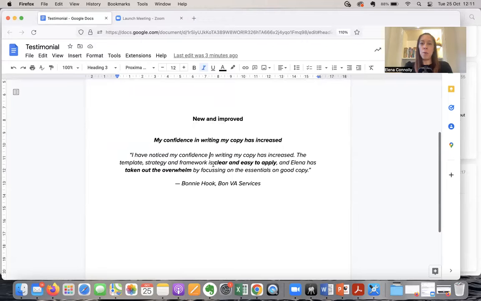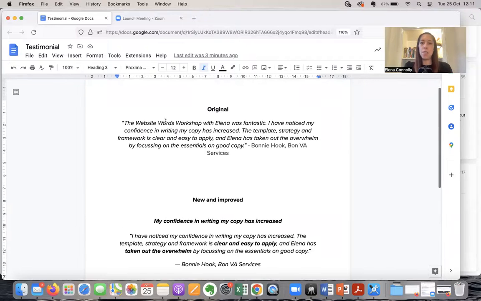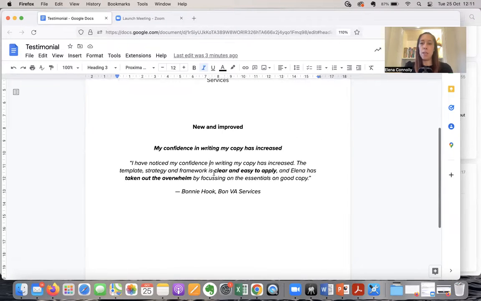I've then taken the whole thing and just bolded out the words that I really want people to understand and read. So instead of just having the whole thing as one format, I've taken some of the most interesting words, the words that people are going to be most interested in reading, and I've bolded them out. So clear and easy to apply, taken out the overwhelm. I know my reader is going to be really interested to read that.